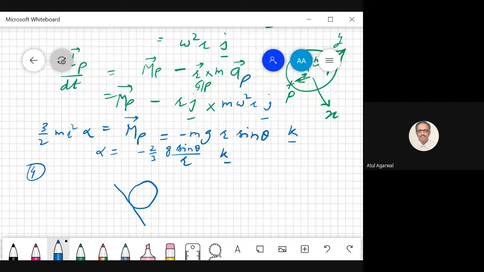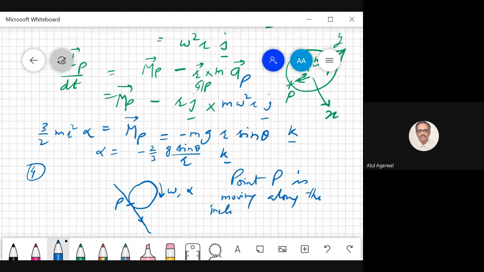What is that fourth alternative? So this is a cylinder rolling down. If you assume your point P, which is here, it is also translating along the incline. Point P is moving along the incline at the same velocity as the centroid of the cylinder. Any problem?